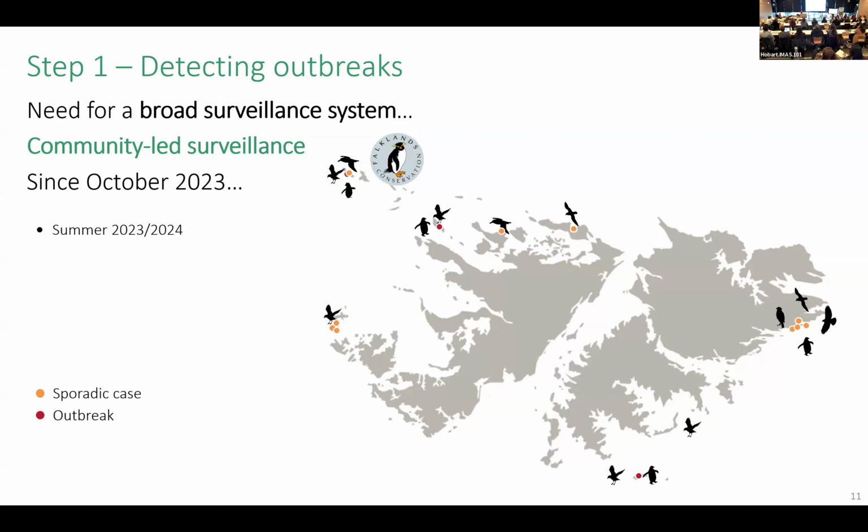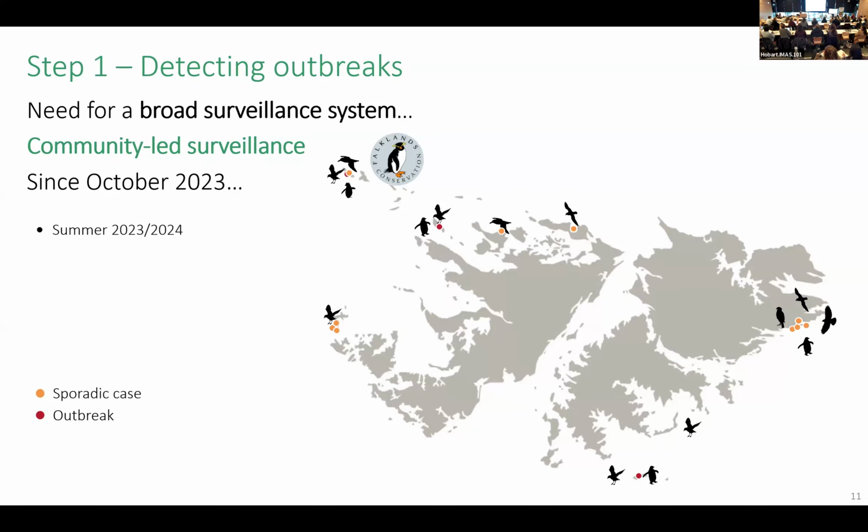So in orange, it's what I call sporadic outbreaks. So it's just 1 or 2 dead animals. Red, actual outbreaks, where we had evidence of sustained transmission. So usually it's tens, hundreds, or thousands of dead animals. And so that's a few cases that were reported in 2023 when the virus first reached the Southern Ocean.